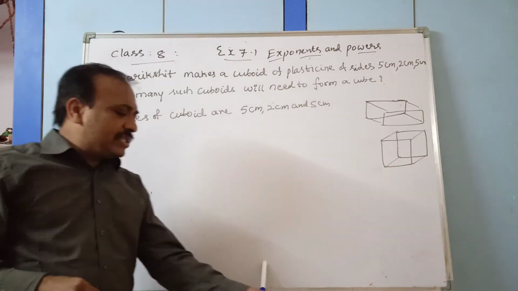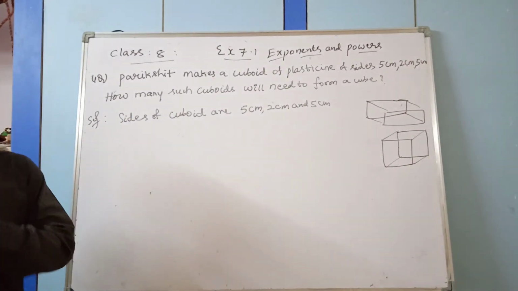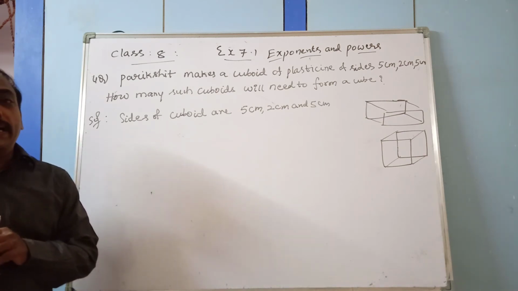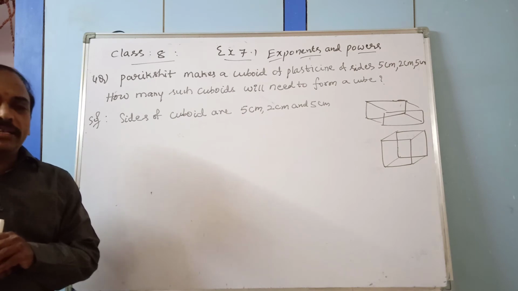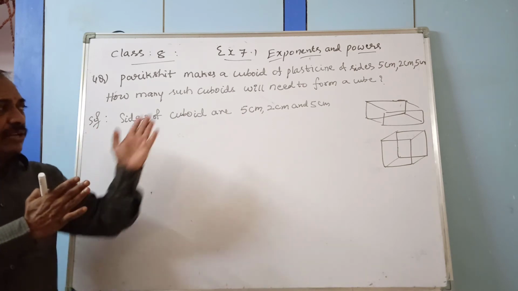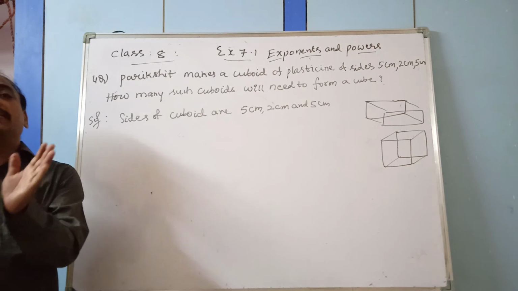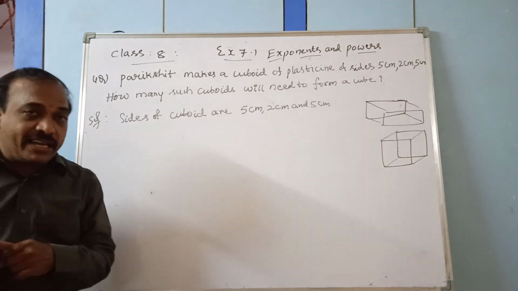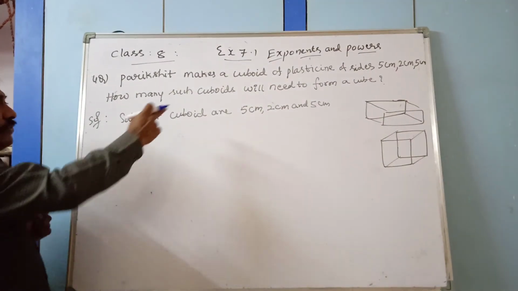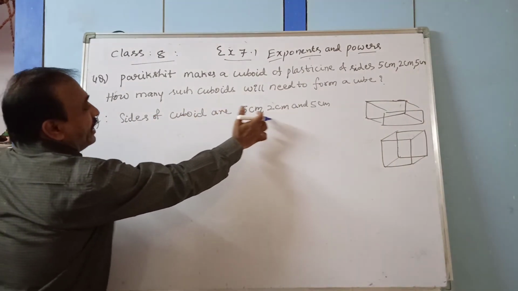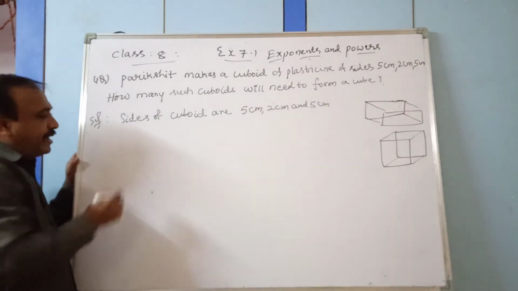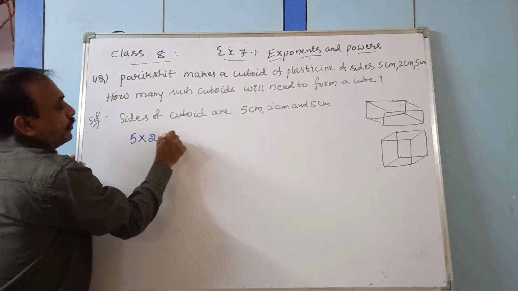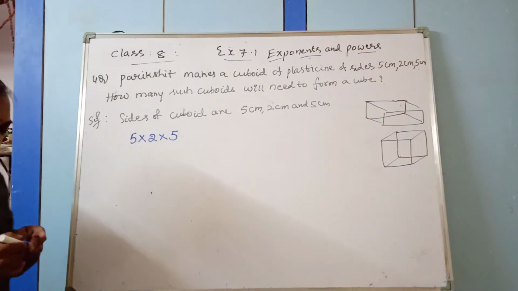Now, as we know, when we are converting a cuboid to a cube, we find the volume. It is nothing but volume. The greater value from the cuboid volume, that complete task, we are going to convert into a cube. So how many cubes are required? When you go for prime factorization, volume is nothing but L into B into H. So that is 5 into 2 into 5.